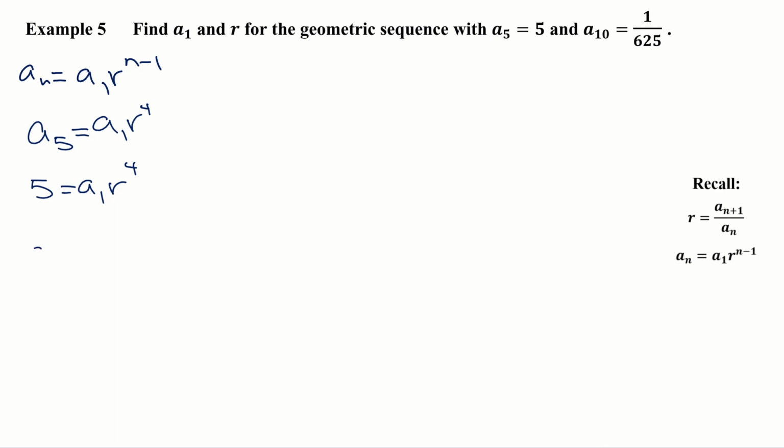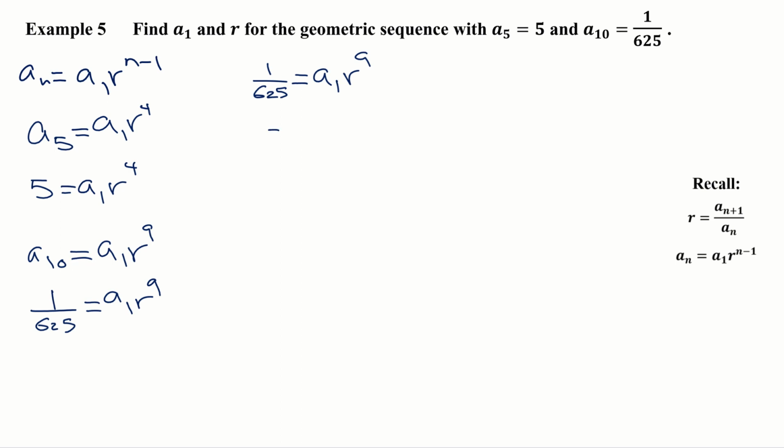Now we also know a10. So a10 is equal to 1 over, well, let's write the general form for it first. It's going to be a1 r to the 10 minus 1, which is 9, right? Now let me substitute 1 over 625 for a10, and I get 1 over 625 equals a1 r to the 9. All right, so we have these two scenarios. We have 1 over 625 is equal to a1 r to the 9, and 5 is equal to a1 r to the 4.